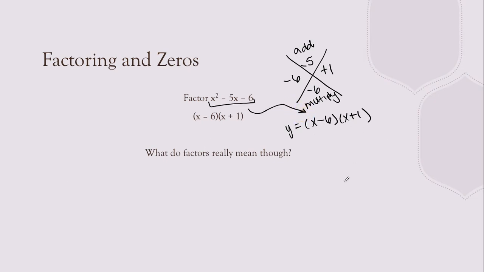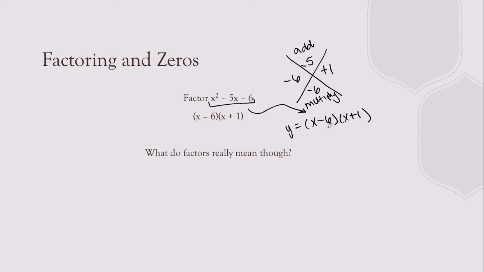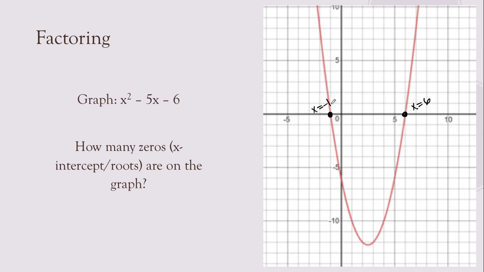But what does that mean? X minus 6, x plus 1. Well, let's look at the graph. How many zeros do you see? How many roots? How many solutions? You see 2 of them, right? You see 1 here at 6. And you see 1 here at negative 1. Let me go back. My 2 factors were x minus 6, x plus 1. My zeros to the same graph is x equals negative 1 and x equals 6.